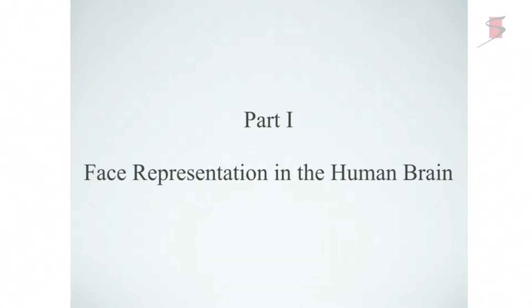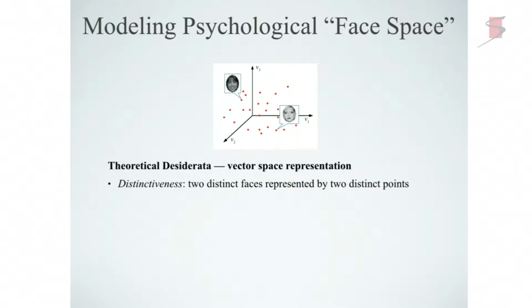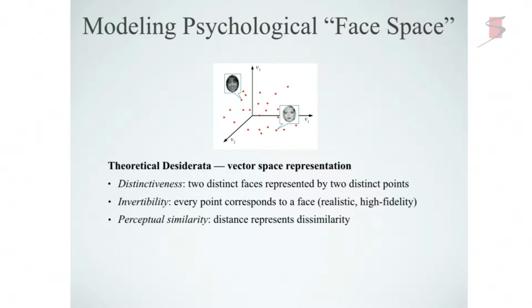So the first part of the talk is about face representation in the human brain. And we start with thinking about how to model the face space, how to model the psychological face representation. So we probably want something like a vector space representation, where if you have 2 different faces, they ought to map to 2 different points in the space. That seems obvious enough. Should be invertible because you want every point in a space to correspond to a face. And ideally, you want to have an algorithm to generate realistic and high-fidelity images.